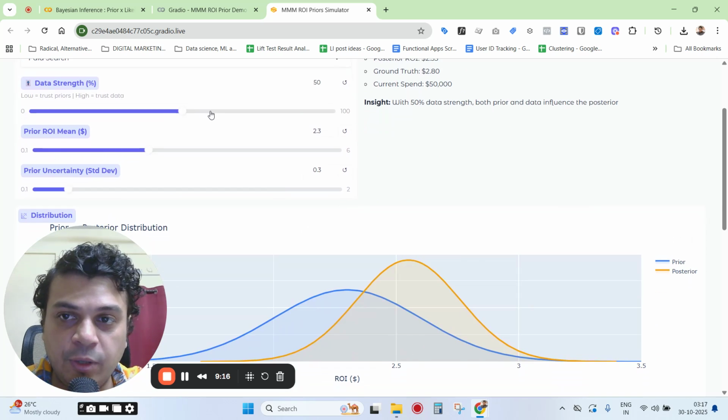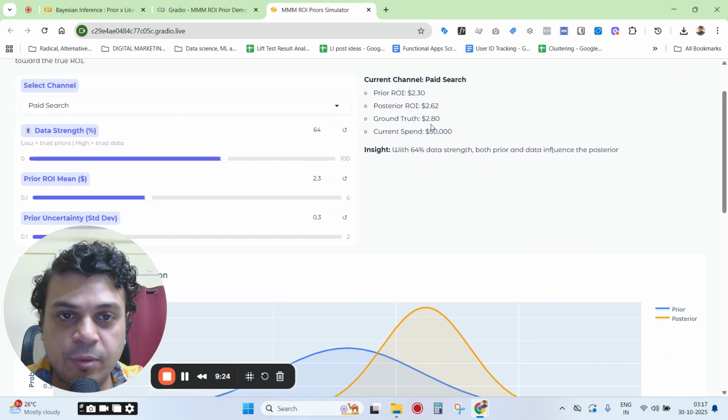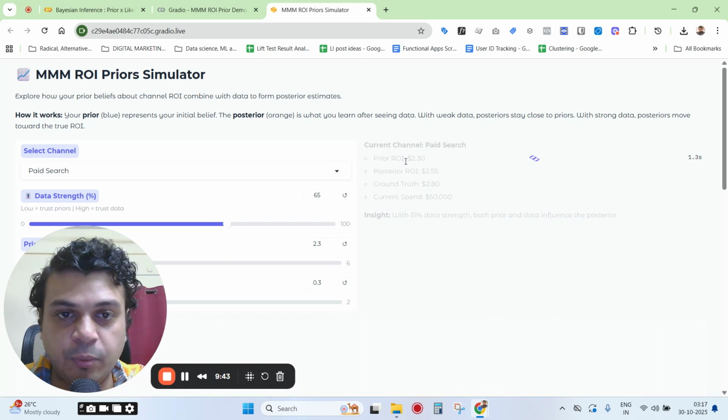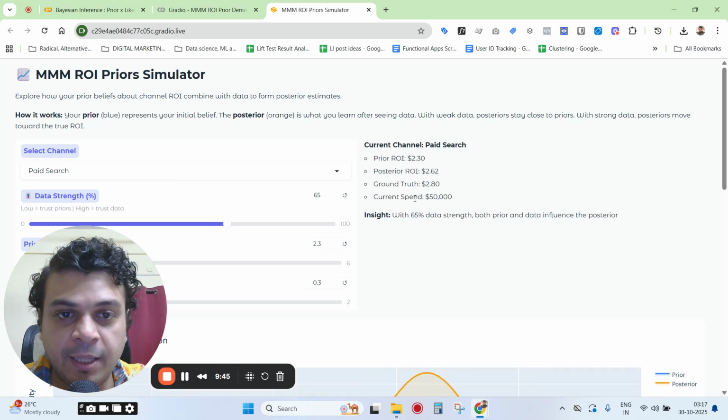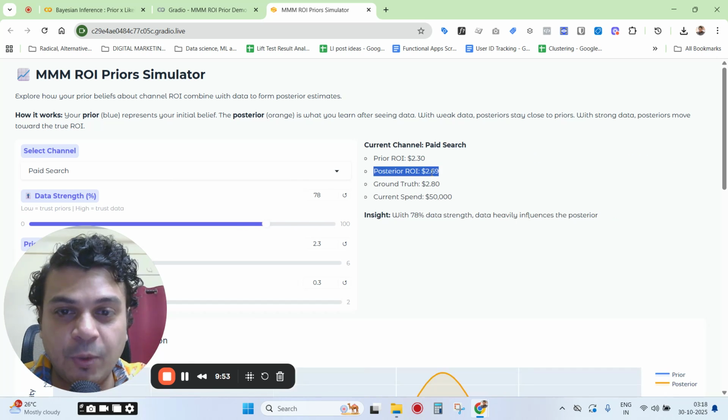But suppose I increase the strength of the data, let's say from 50% to 64%. Let's see what happens then. In this case, it's 2.62, because it's learning more from the data. When it was 50%, it was 2.55, because it was further from the ground truth, learning more from the prior in that case. But now the strength of the data is more, which is why it's learning more from the data itself, even though the prior is 2.3. Now if your data strength becomes even more, suppose close to 80%, it becomes even closer, right?